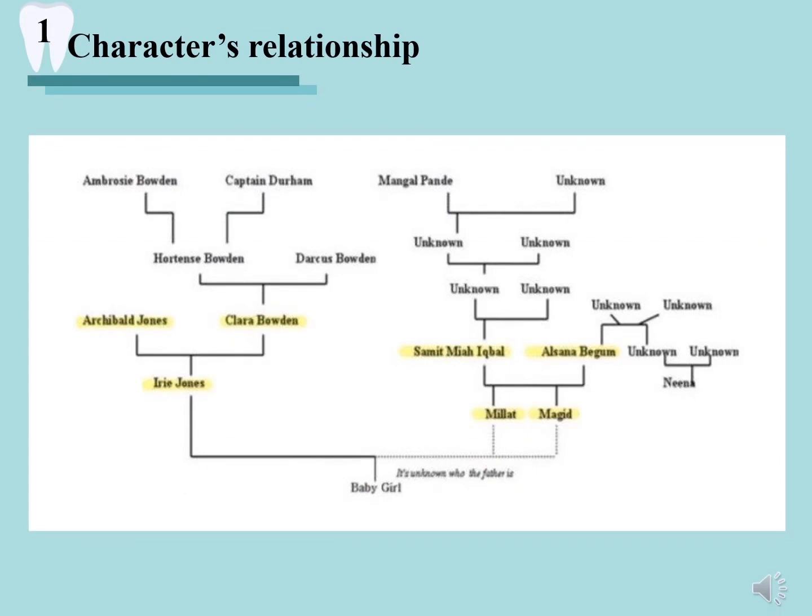There are two main families in this novel, the Jones and Bowden family and the Iqbal and Begum family. Englishman Archie married a Jamaican girl, Clara. They had a daughter named Irie. And Bangladeshi man Samad married Alsana, who is also Bangladeshi. They had two sons named Magid and Millat. You can see this multicultural family leads the entire story of this novel.